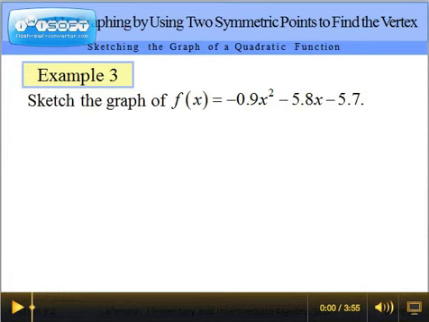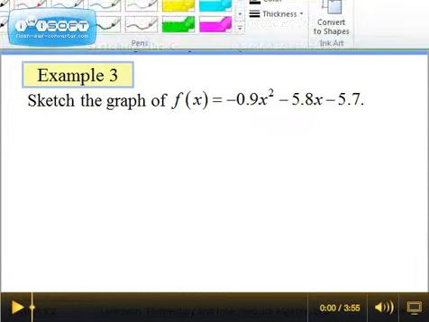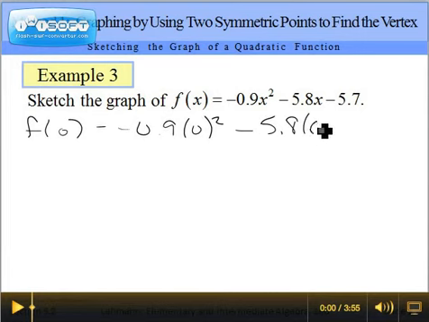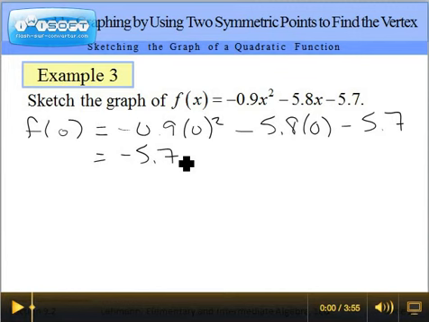So in example 3, I want to sketch the graph of f of x equaling negative 0.9x squared minus 5.8x minus 5.7. So the first thing we need to do is find the y-intercept. So to find the y-intercept, I evaluate f at 0. So it's negative 0.9 times 0 squared minus 5.8 times 0 minus 5.7. So this gives me negative 5.7. So my y-intercept is the point 0, negative 5.7.